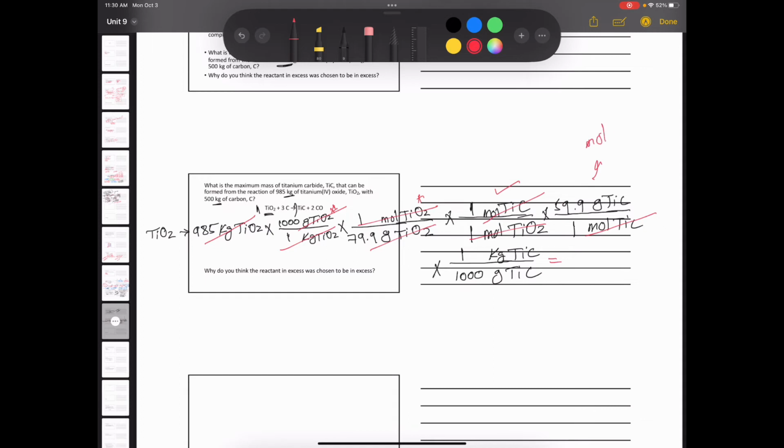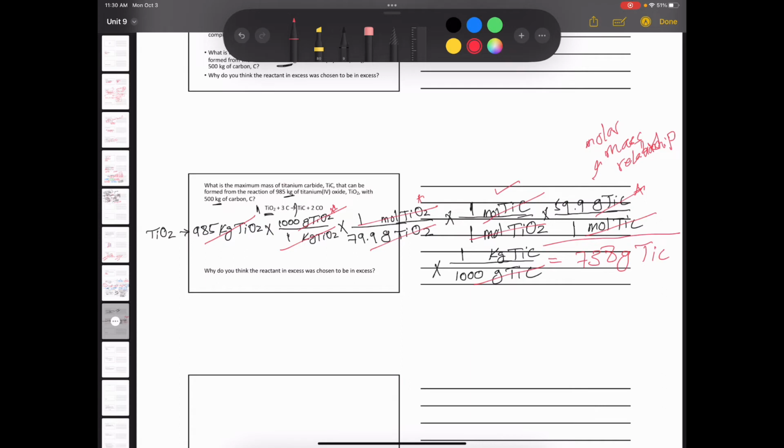molar mass relationship. Okay? So now I have grams of titanium carbide up to this point. Now I can cancel that one with the grams of titanium carbide, and then my answer at the end will be 738 grams of titanium carbide.